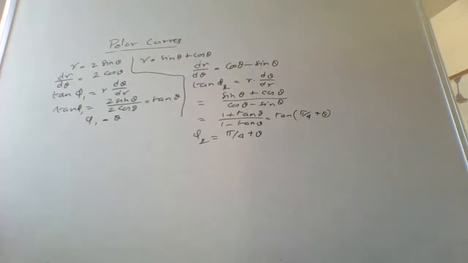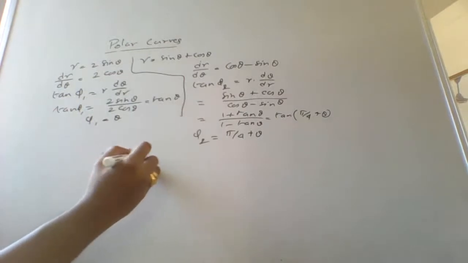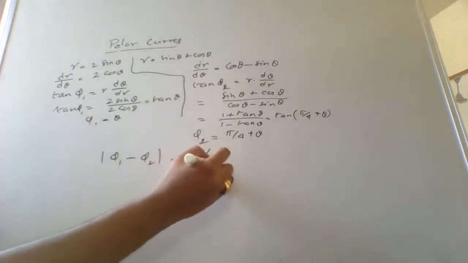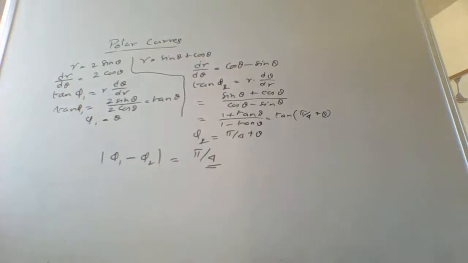Now, the angle between these two curves would be the mod of phi 1 minus phi 2, so I get pi by 4. So the angle will be pi by 4.